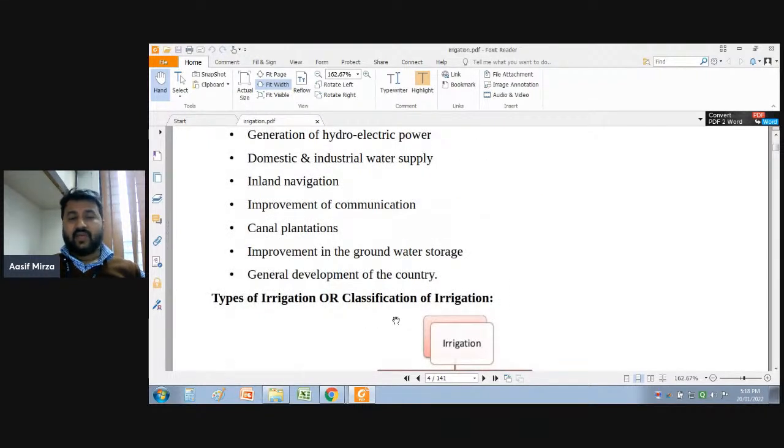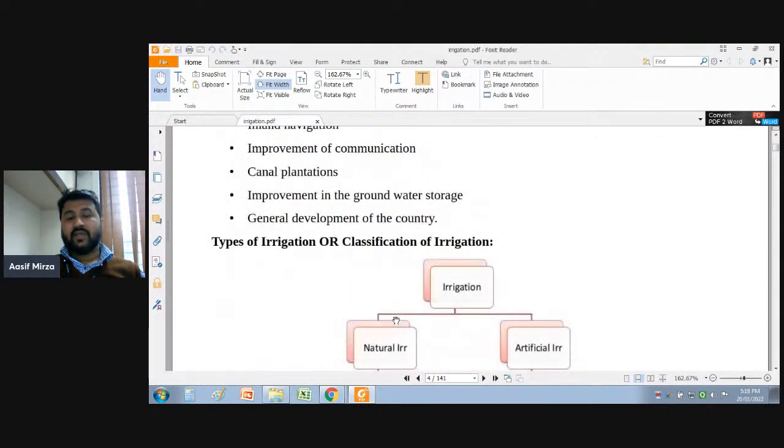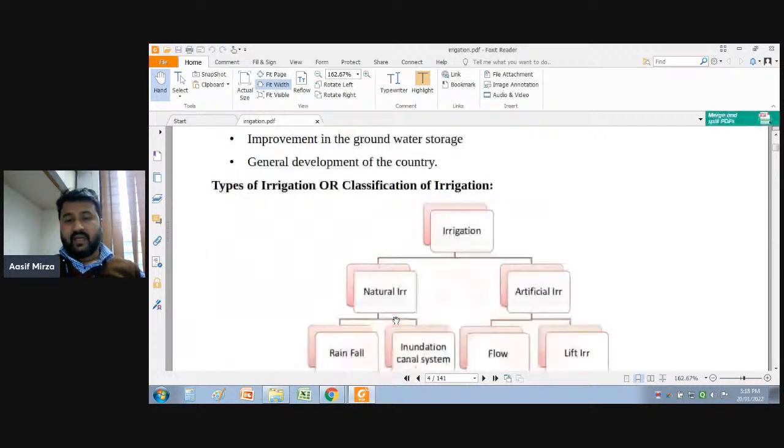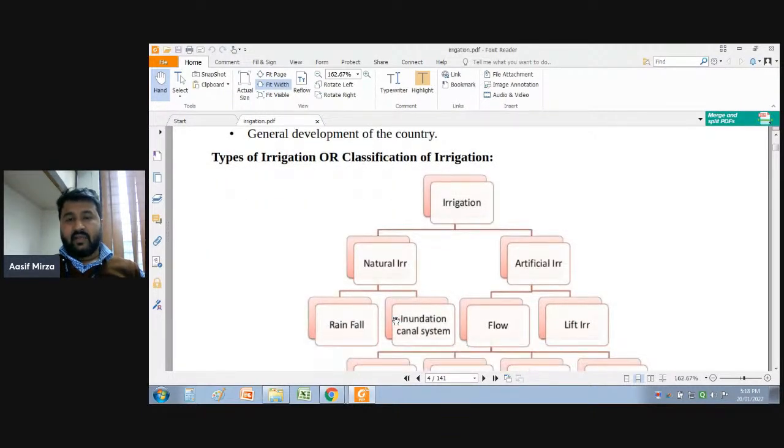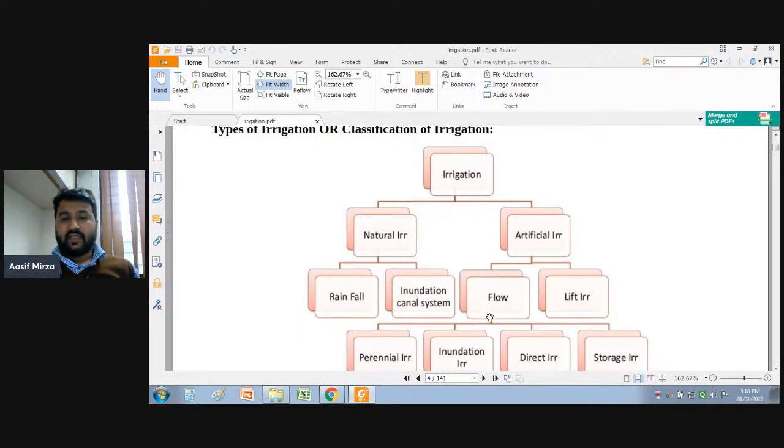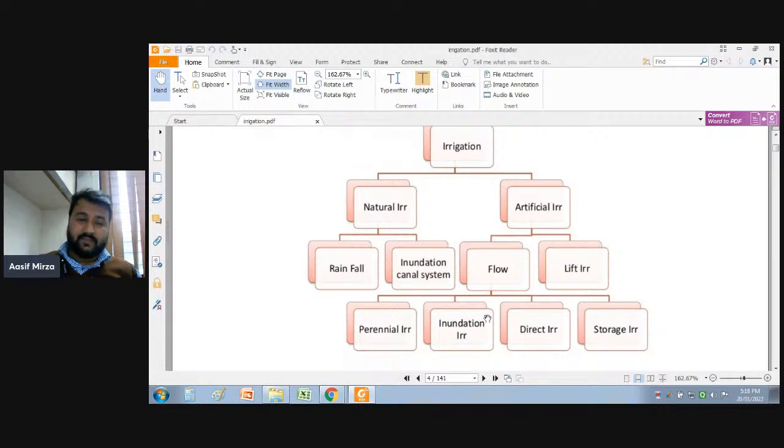Now, what are the types of irrigation or the classification of irrigation? So, irrigation is divided into two classification: natural irrigation and artificial irrigation. Again, the natural irrigation is divided into two: rainfall and inundation canal system. So, this one is the natural classification of the irrigation. Now, in the artificial irrigation, it is divided into two: flow and lift irrigation. And again, flow irrigation is divided into four classification.